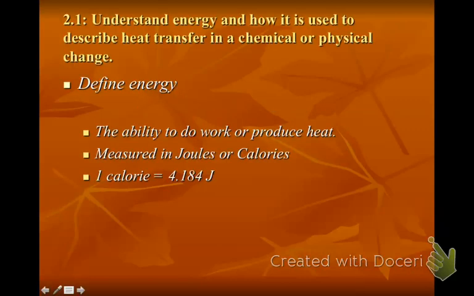So without further ado, let's jump into 2.1, which is understand energy and how it is used to describe heat transfer in a chemical or physical change. So we're going to start off by reviewing some things. We're going to define energy. Energy is the ability to do work or produce heat. It can be measured in joules or calories or other things, but those are the two most commonly used and that we'll use in this class. And 1 calorie is equal to 4.184 joules. So energy is the ability to do work or produce heat.